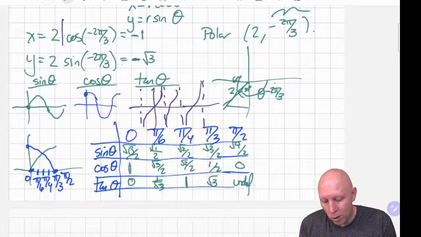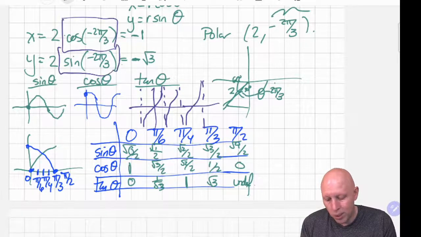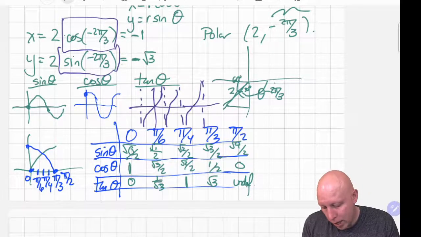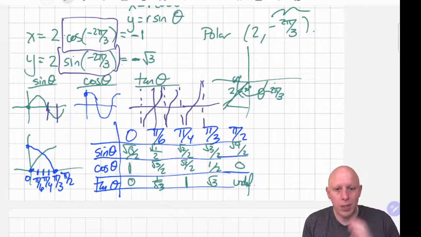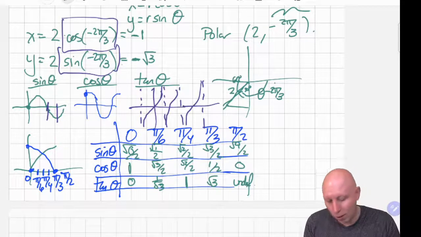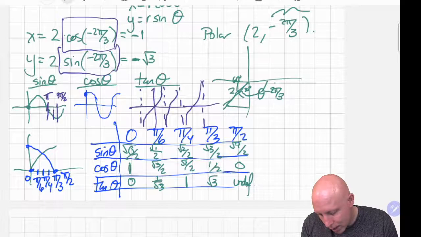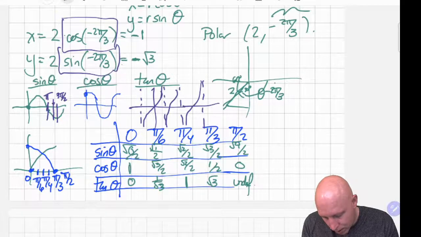So when we're looking at cosine of negative 2 pi over 3 or sine of negative 2 pi over 3, what we can do is look at where that is in our functions. We can say, all right, so this was pi, and this was 3 pi over 2. 2 pi over 3 is right here.